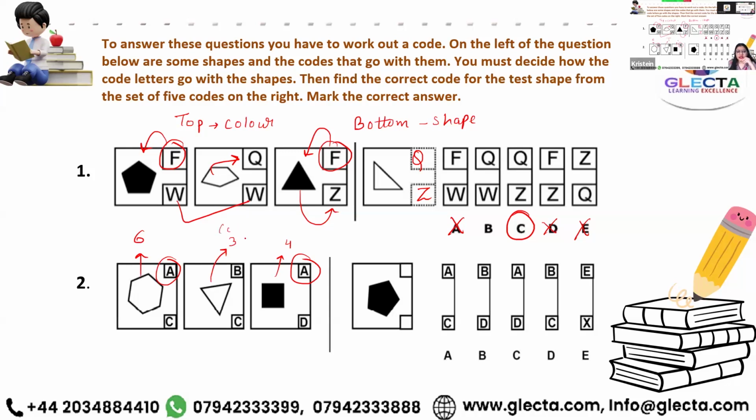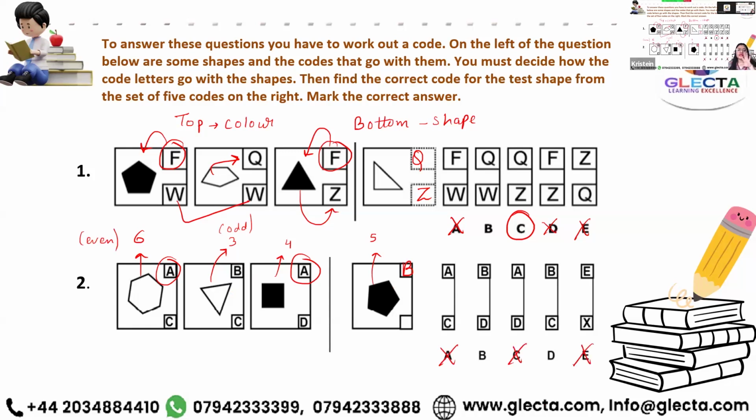That means A stands for an even number of sides and B stands for an odd number of sides. Now this one has 5, which is odd. So what should be the letter for that, A or B? A for the even numbers, B for the odd numbers. So for our shape, the letter should be B. So you eliminate option A, option C, and option E. You're left with only option B and D.